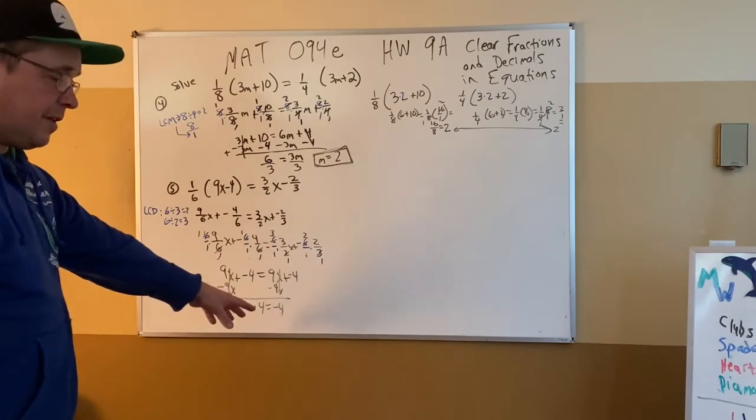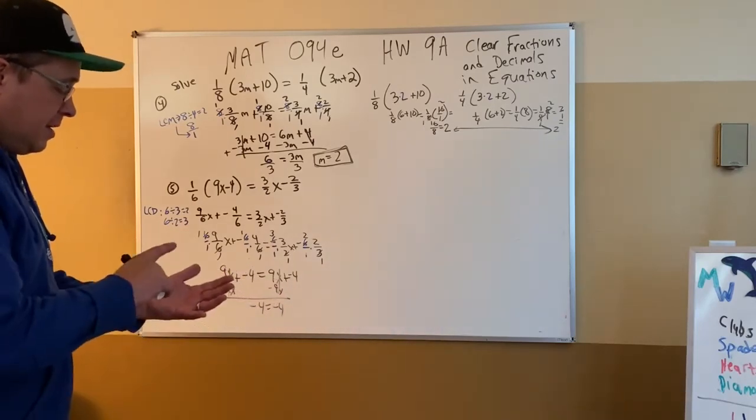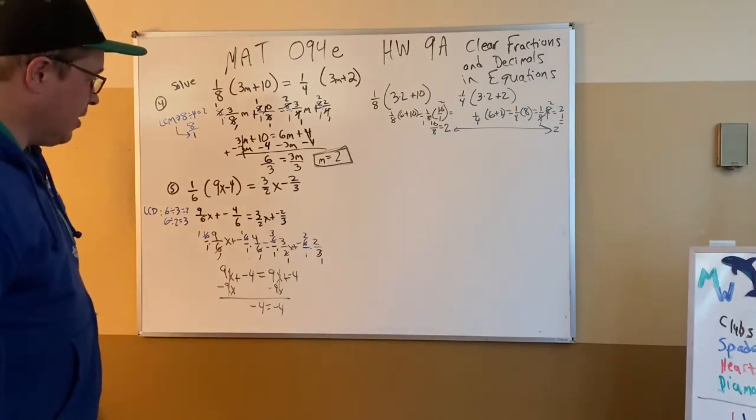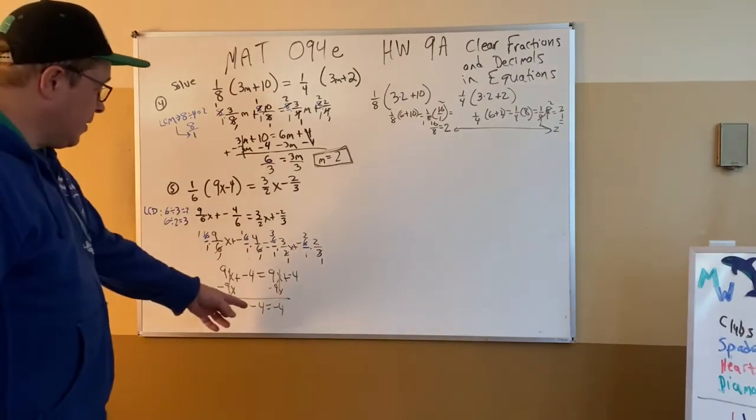And that happens all the time because the opportunities are to say sometimes, always, or never. If it's sometimes, you'll find that time with the solution as a number. If it's always, you get something that's always true.